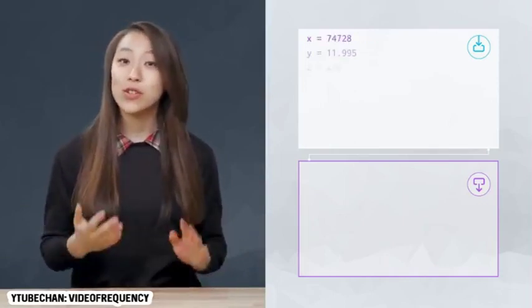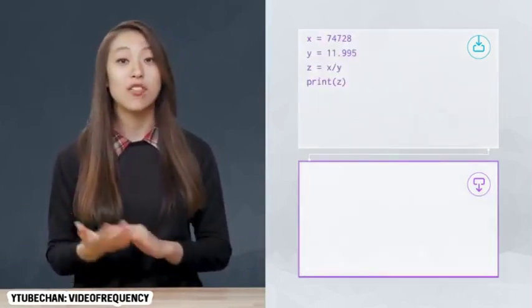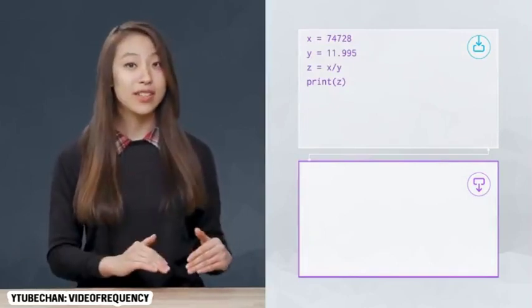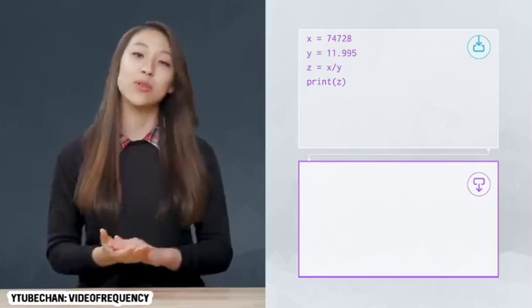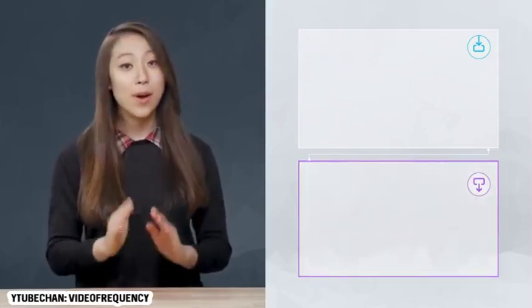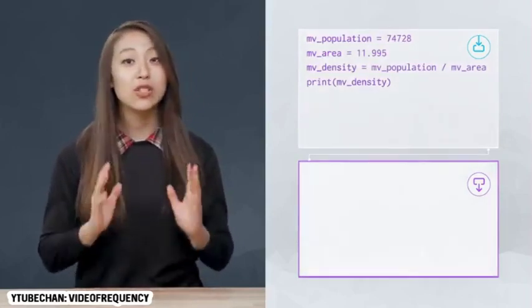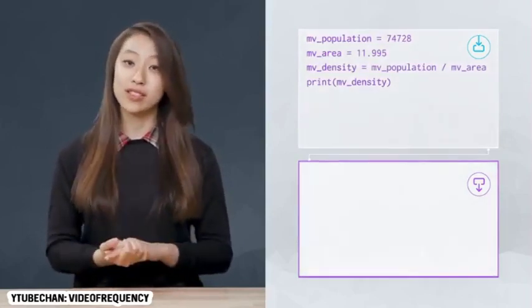For example, if you were computing the population density of Mountain View by dividing the population by the land area, this is one way to compute the correct answer. But it's much clearer with these variable names, which are actually descriptive of the values they represent.